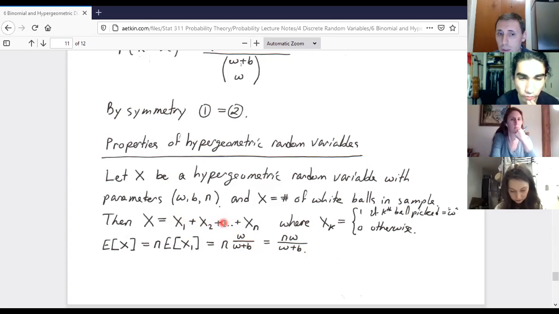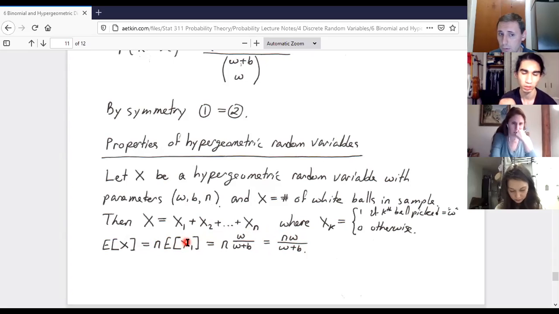If I focus on the kth sample, then it's equally likely to be any one of the available balls, right? If I do the experiment again and again, the kth one is equally likely to be any one of the available balls, the symmetry, right? So there are w plus b balls, any one of them is equally likely to be the kth. So it's the same for all of them. All of them have the same expected value, so I multiply it by n.